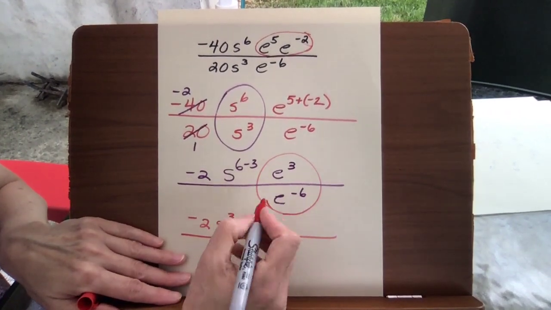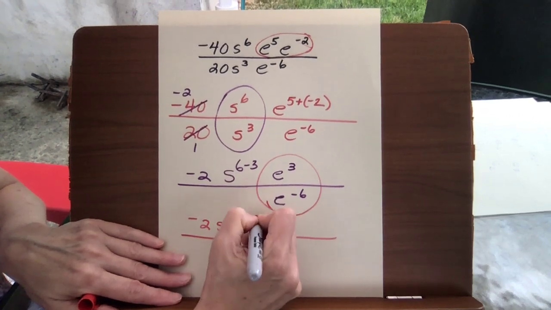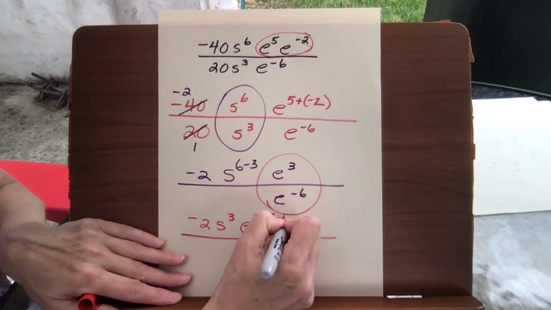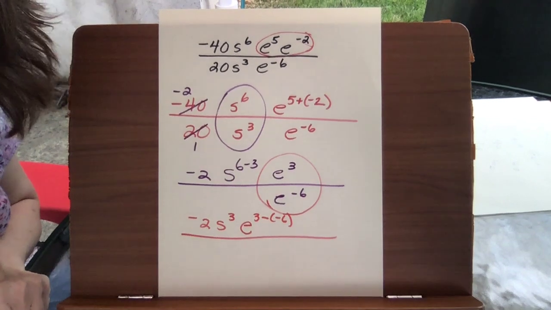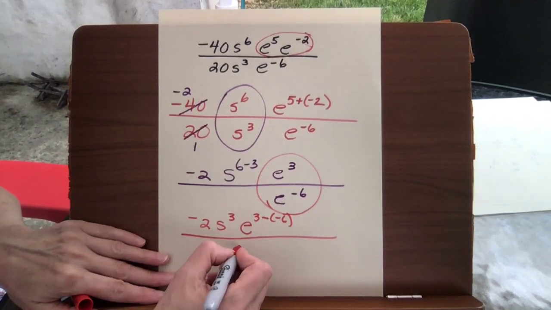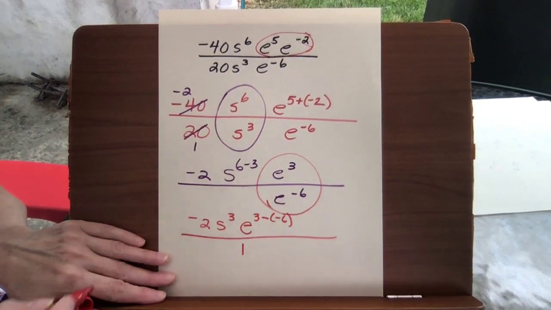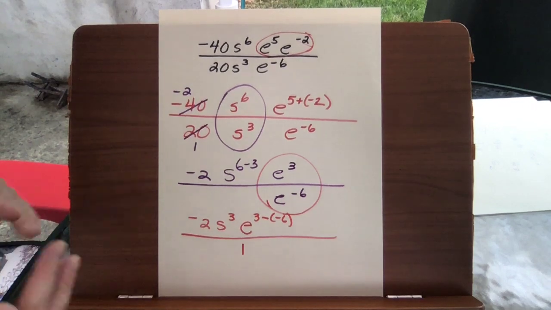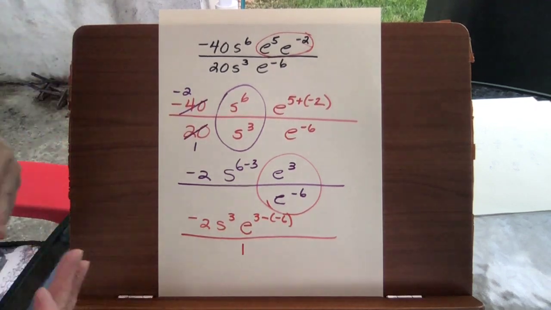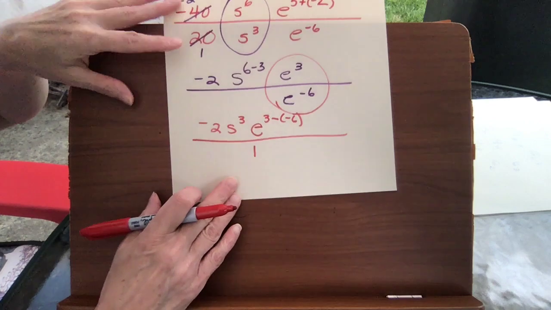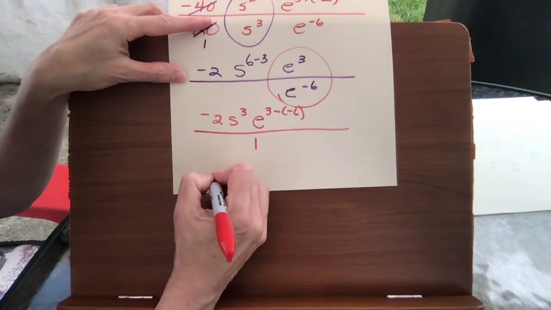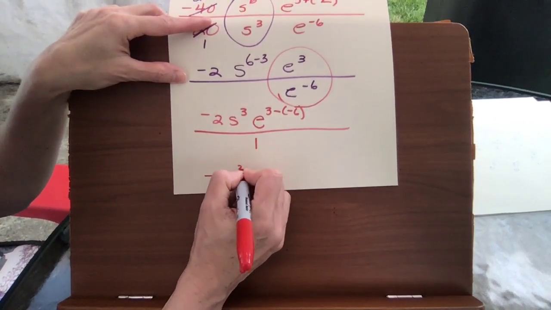3 is larger than negative 6, so e will stay in the numerator, and it's 3 minus a negative 6. Be careful with signs. That means nothing's in the denominator but a 1, because we can't leave 0 in there, because that's not what's happening. We're dividing, so 1 will be left behind. Now we're going to simplify, and our final answer is going to be negative 2 s cubed.